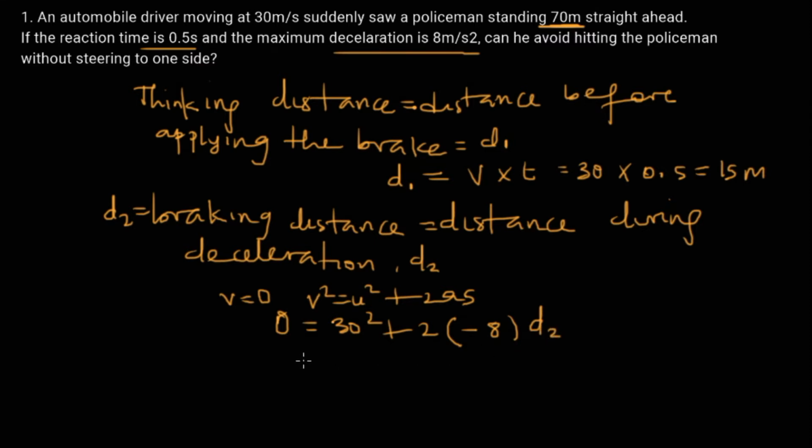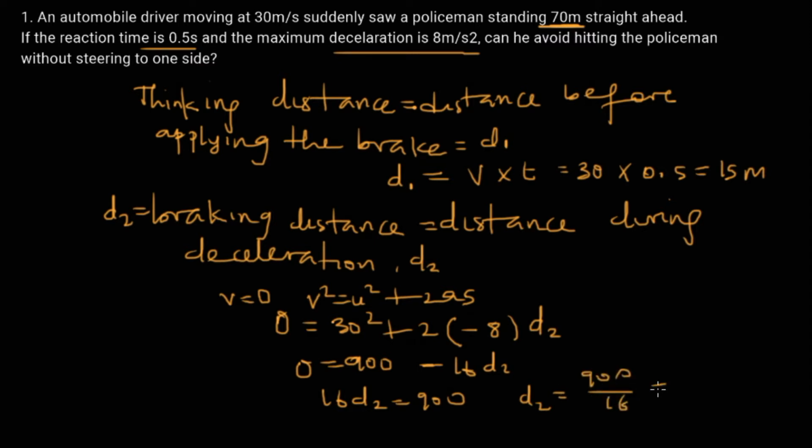So 0 is equal to 900 minus 16 d2, so by taking 16 d2 to the other side of the equation, we have 16 d2 equals 900, so d2, which is the braking distance, equals 900 divided by 16, which is equal to 56.25.